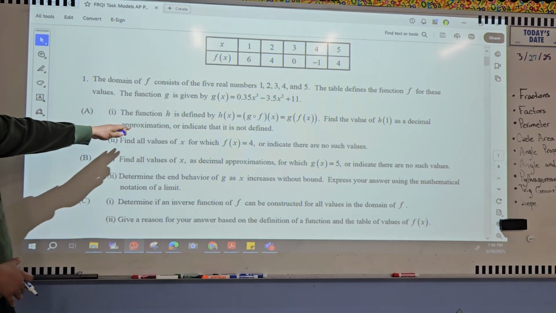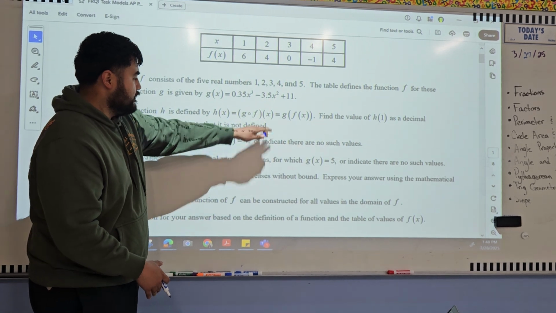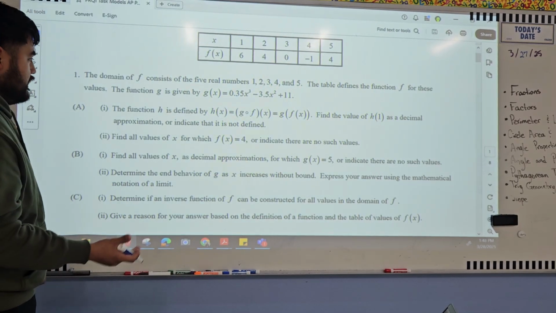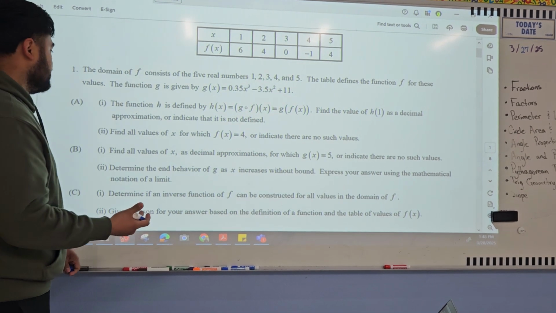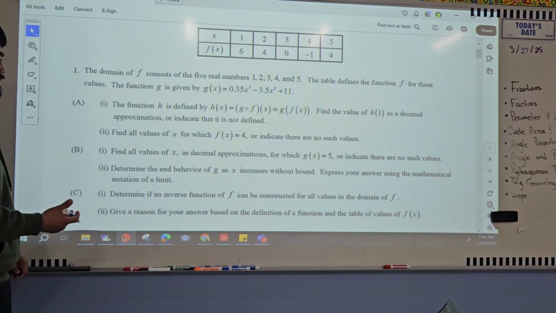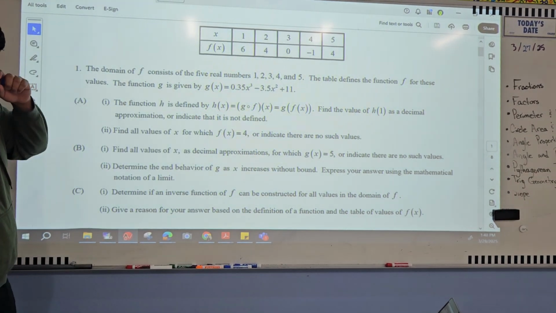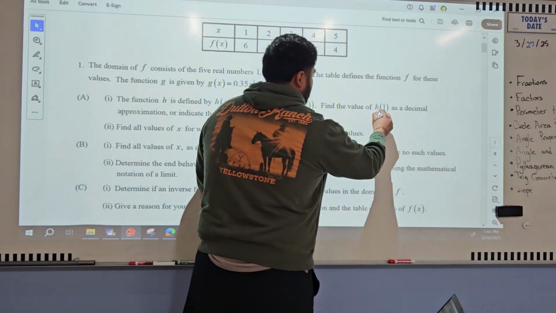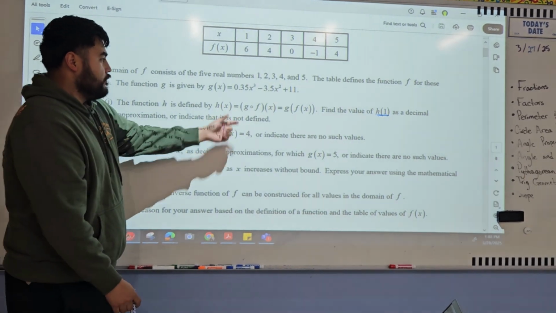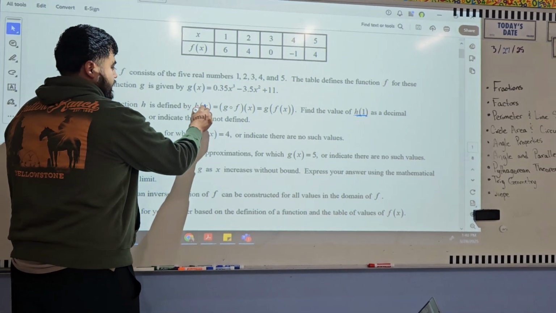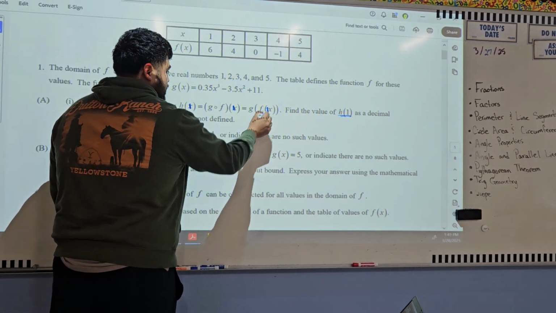The function h here is defined by h of x equals g of f of x. Find the value of h of 1 as a decimal approximation or indicate that it is not defined. So here we have a composition of functions. We have to start off with h of 1. Based on the format they gave us, we replace the input x by 1. That means this one gets replaced by 1, and this one also gets replaced by 1.